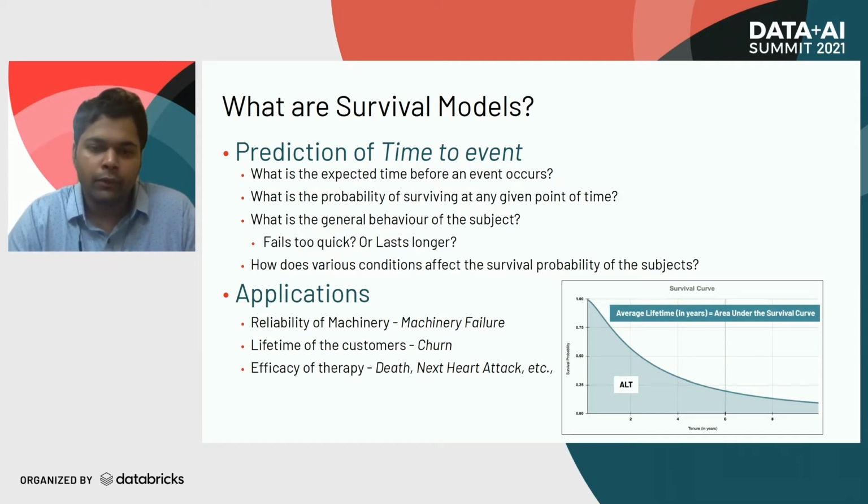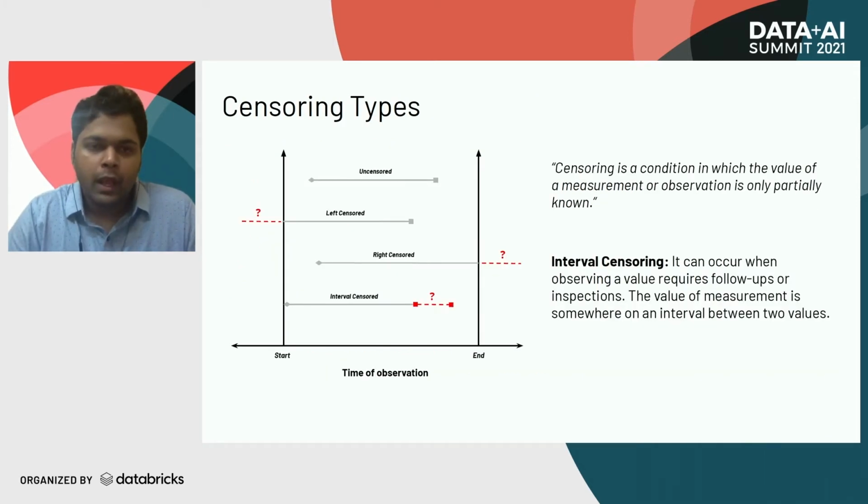The applications of survival models are not limited to estimating the lifetime of a subscriber. We can also use these models to do reliability analysis of machinery, and we can also check the efficacy of a therapy. And it can also be used in a lot of other industries as well. So survival models are considered powerful because they can also accommodate censored observations.